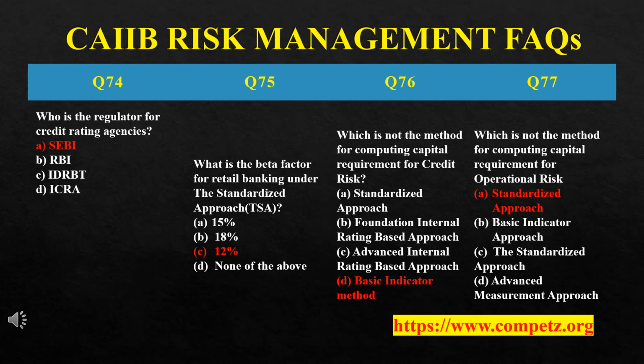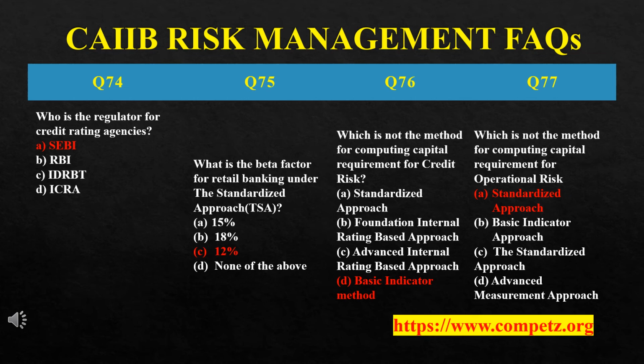As the alpha factor, not the beta factor. Beta factor will be 12% for retail banking. Next, move back to the next question. Which is not the method for computing capital requirement for credit risk? Not operational risk, credit risk. See here, which is not the method.